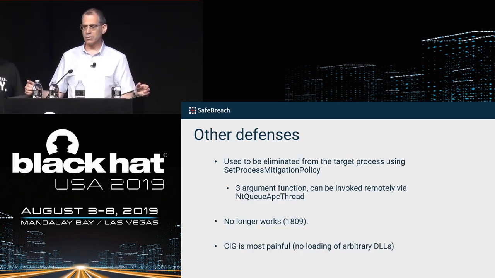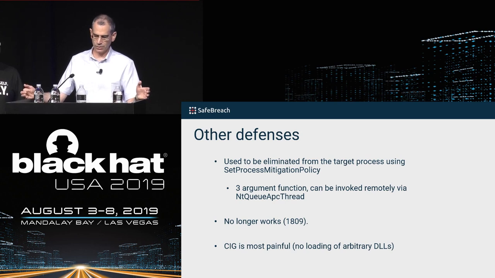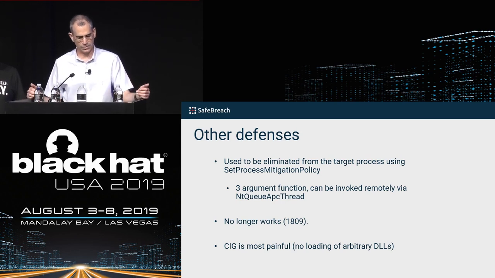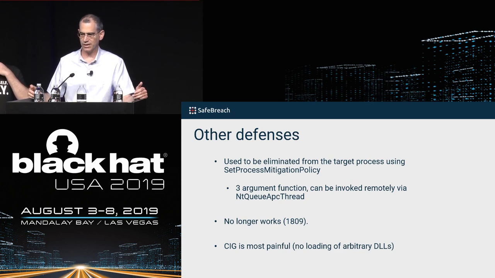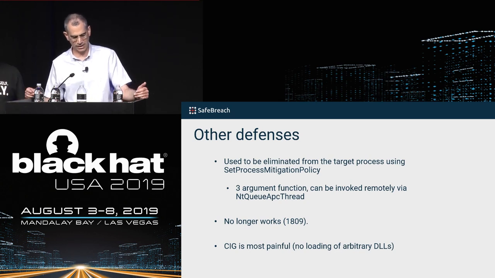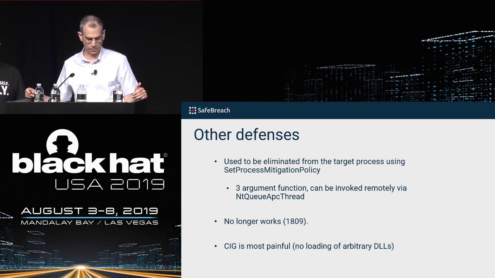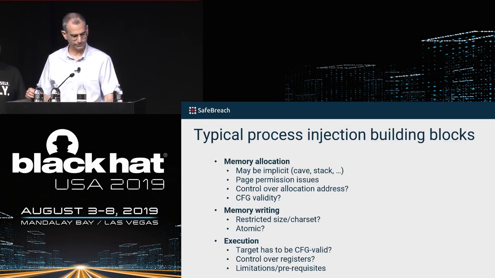Regarding other defenses, including CIG, they could be turned off by invoking LocalSetProcessMitigationPolicy, which takes three arguments and therefore could be used with an empty QueueUserAPC thread to execute in the target process. However, this, as of 1809, does not work. Among those protection mechanisms, CIG is the most painful for process injection because it prevents loading of arbitrary DLLs.